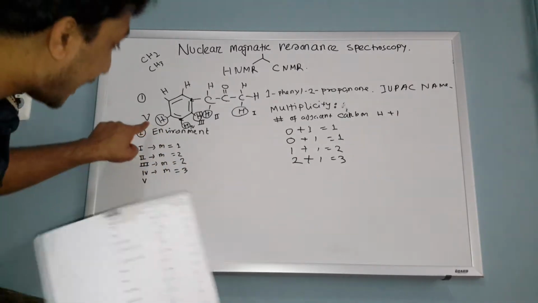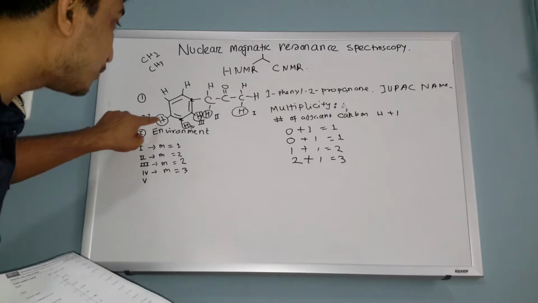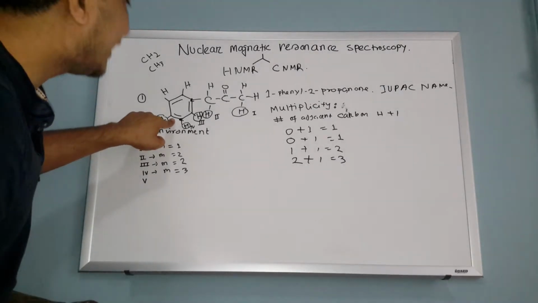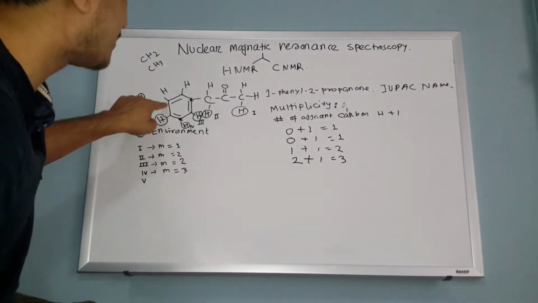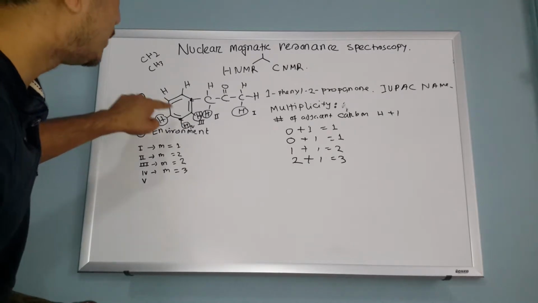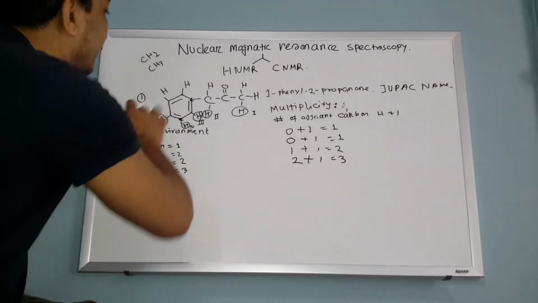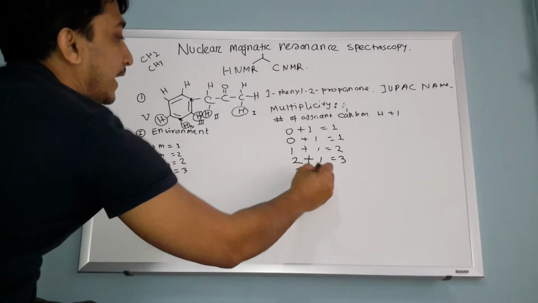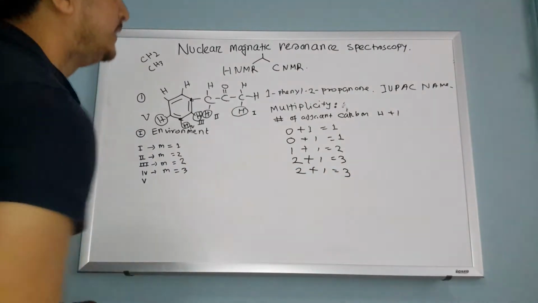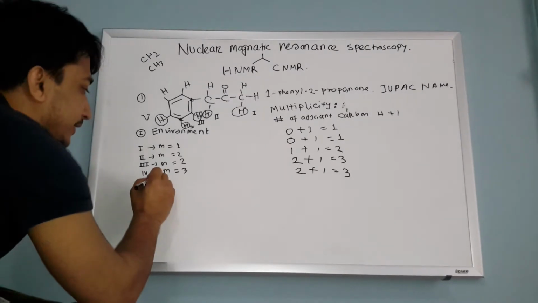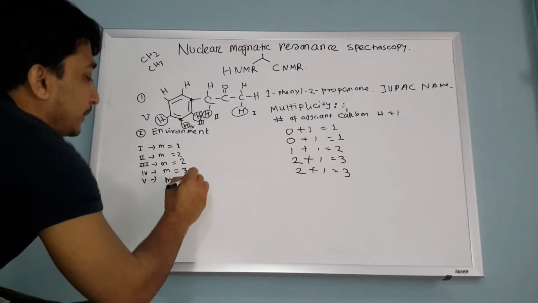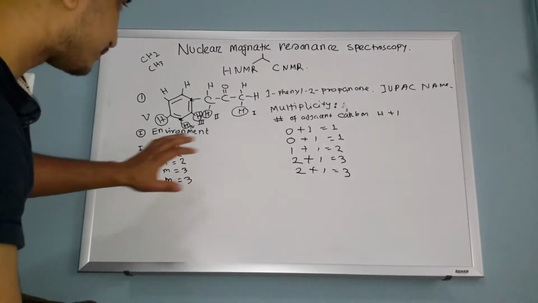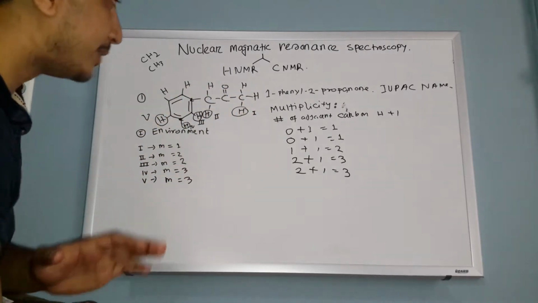Fifth one, this hydrogen carbon is connected with 2 carbon, this carbon has 1 hydrogen, this carbon has 1 hydrogen. So 2 plus 1 is equal to 3. This is your multiplicity for the different environments.